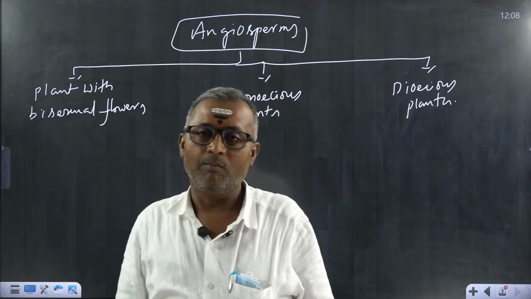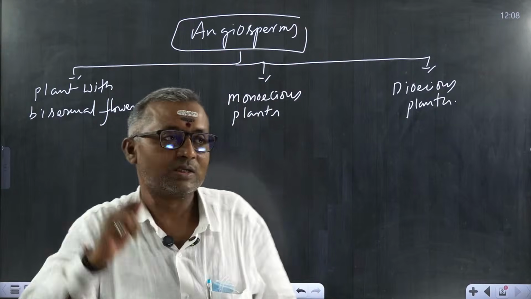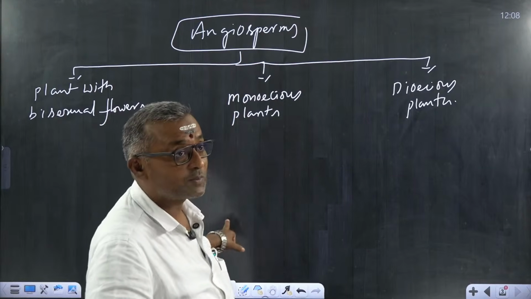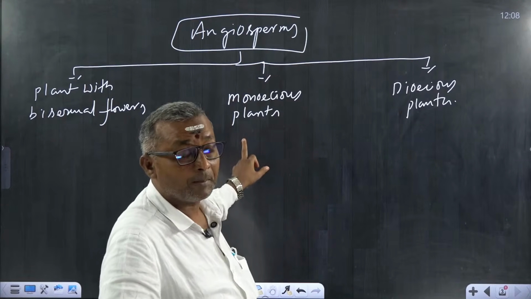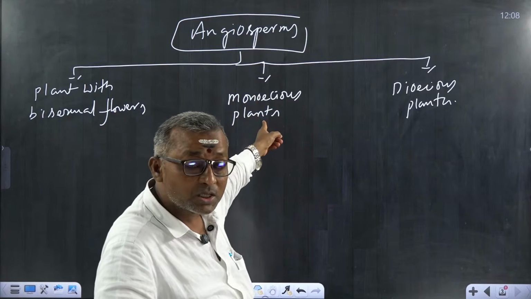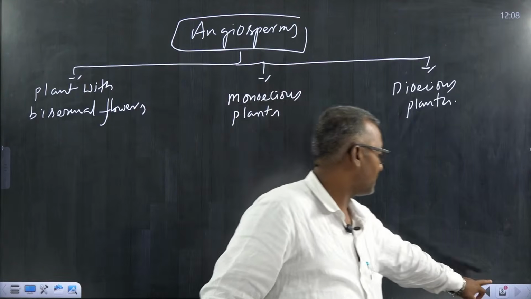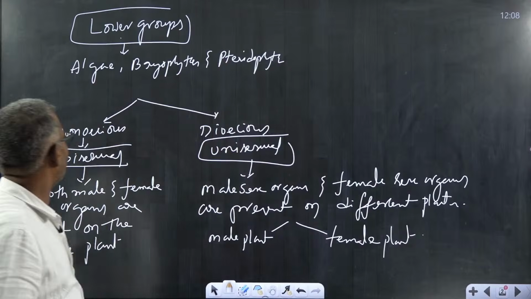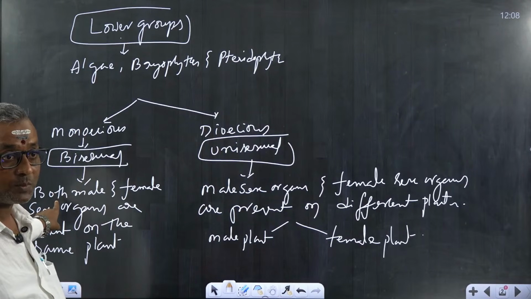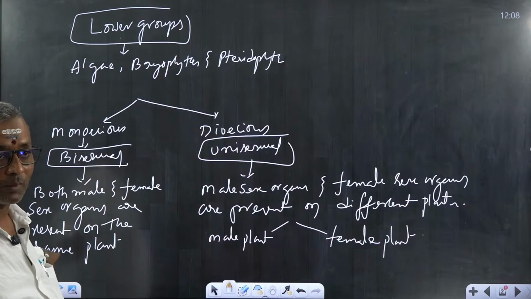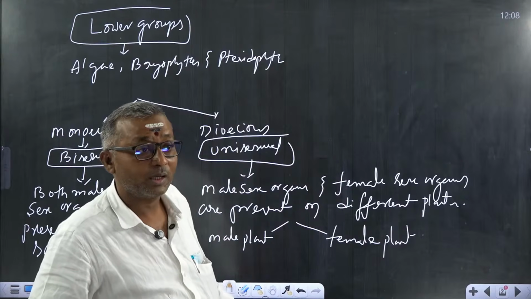Plants with bisexual flowers, monoecious plants, dioecious plants. So, in angiosperms, you should not use bisexual for monoecious. Understood? Is it clear? Look here. What did I tell here? Monoecious is nothing but bisexual in lower groups. Dioecious is nothing but unisexual in lower groups.